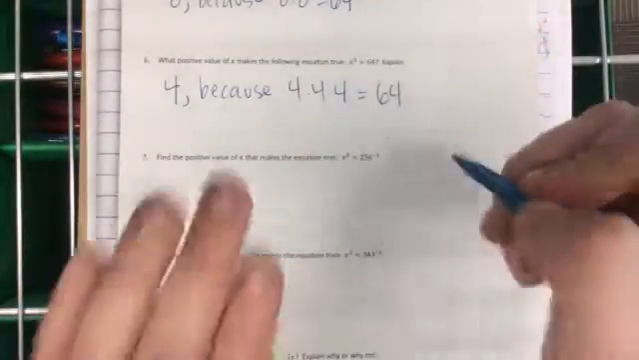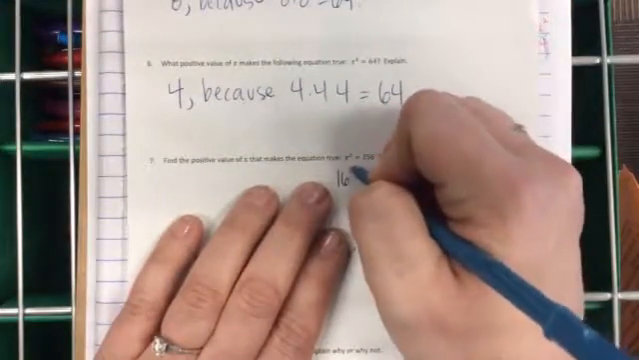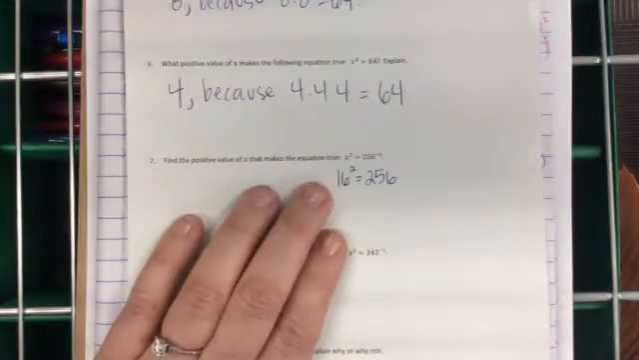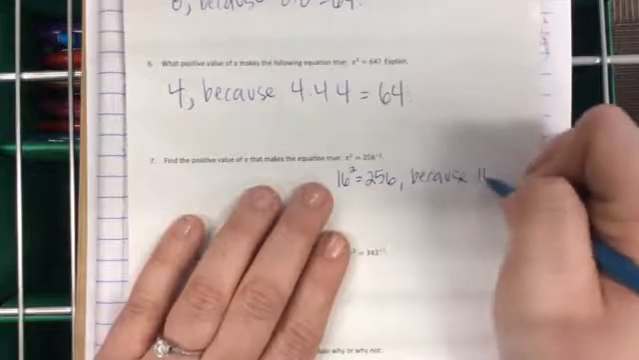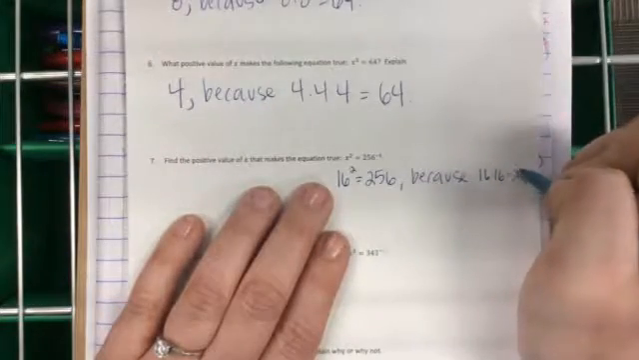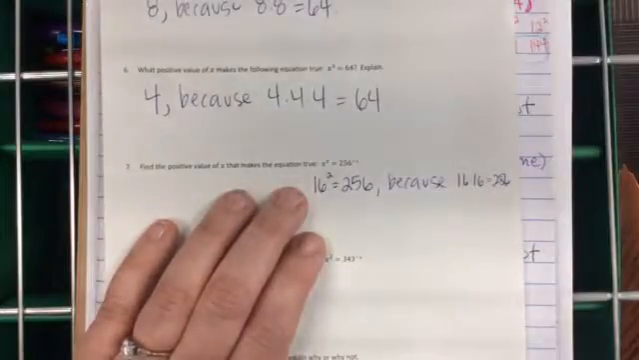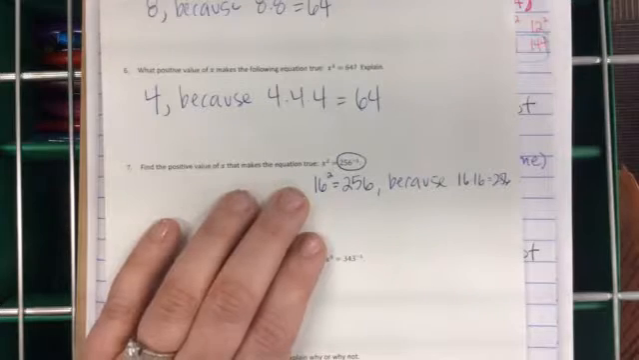All right, so let's think this through. Everybody, are you ready? 16 squared equals 256, right? Yeah. And how do we know? Because I checked it. Because 16 times 16 equals 256, right? But that's not what I wanted. I wanted 256 to the negative first power.